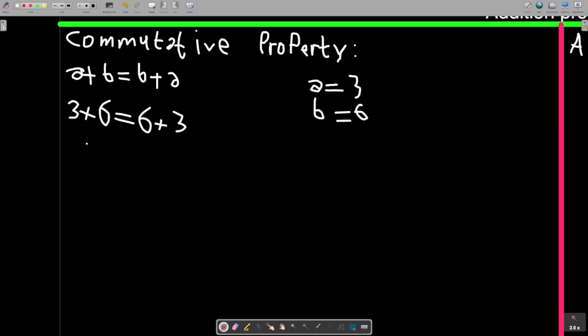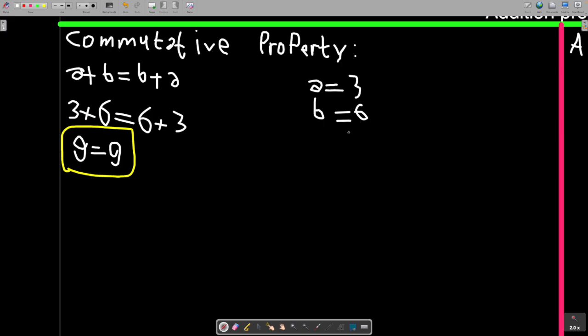So 3 plus 6 is equal to 9, and 6 plus 3 is equal to 9. So this means that if you swap the numbers, the value will still be the same. 9 equals 9, of course. So that's what the commutative property is about.